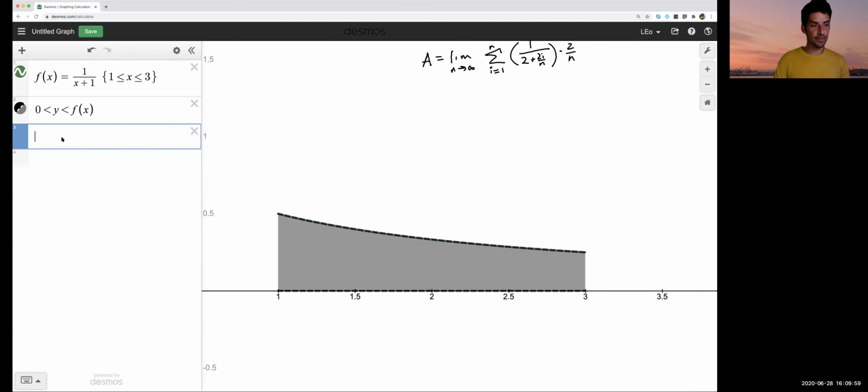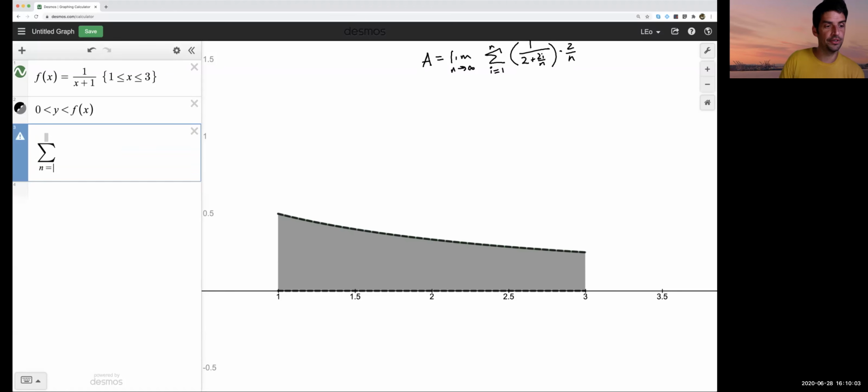And one thing that we can do with this, I can program this in, not the limit, but I can put in the sum. I'm just typing sum, it gives me that symbol. I want to change my index to i so I can match what I have over there. i equals 1. I'm just manipulating by pressing the arrows. I'm going to go up to n. And then I'm going to have 1 divided by, just using the slash, 2 plus 2i divided by n, times 2 divided by n.